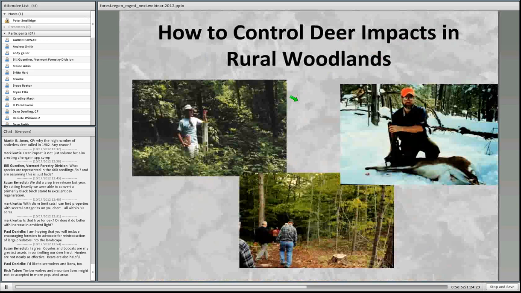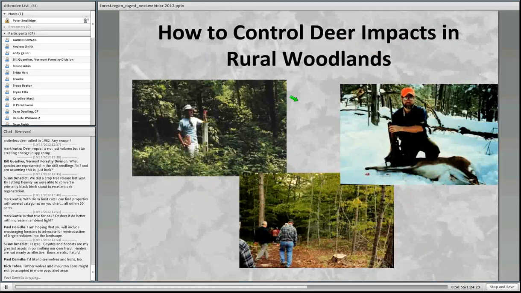There are three basic strategies to control the impacts of deer. I'm not a deer person per se. The deer people that I work with think about controlling the impacts rather than necessarily controlling the herd. One way, controlling the herd, is through hunting. These are rural woodland options. These are not suburban kinds of options necessarily.